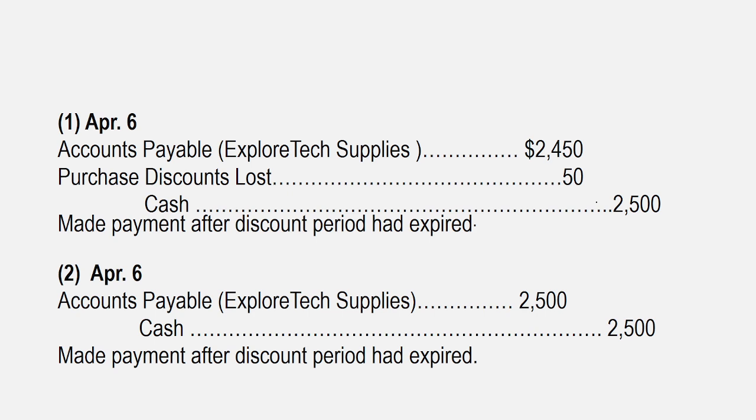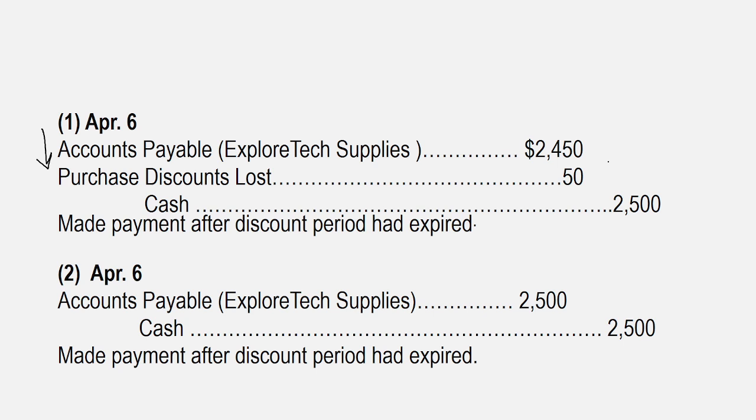Okay, in the first method, the net cost method, on April 6, Iceland EcoTours makes the payment to Green Tech Supplies after the discount period has expired. To record this payment, they need to debit accounts payable for the full amount due, which is 2,450, and reflect the elimination of the liability. So accounts payable is decreased by 2,450.